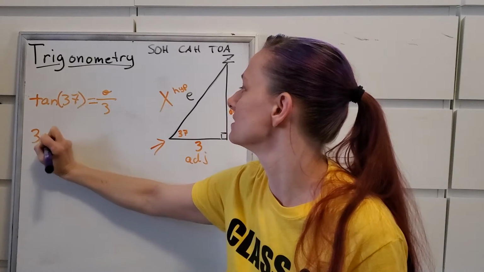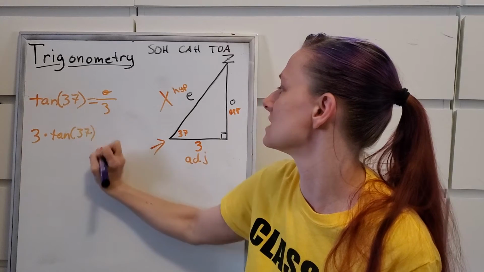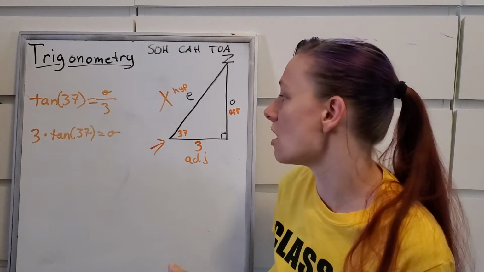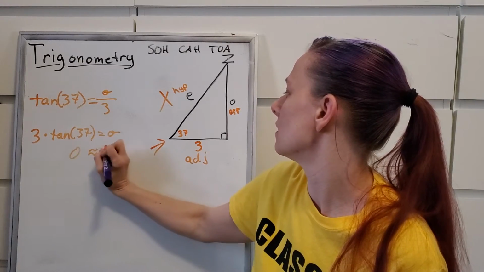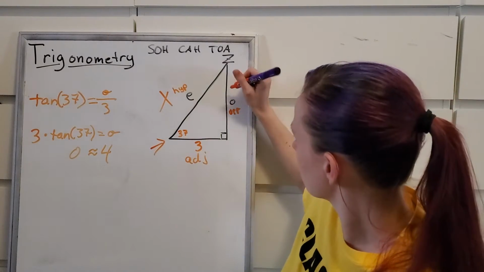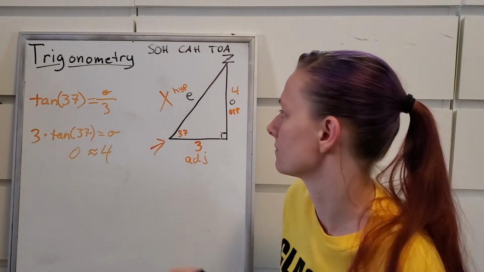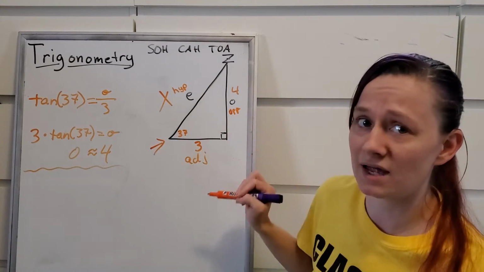So 3 times the tangent of 37 equals O, which is going to be about 4. So now we're done with that.